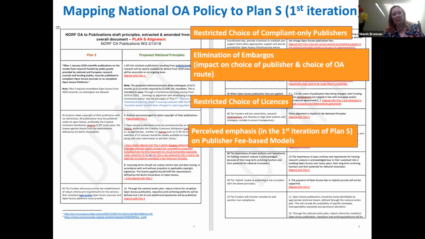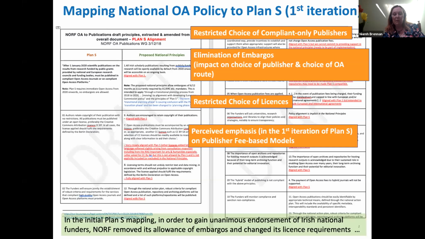So restricted choice of license, a challenge, and a perceived emphasis, I'm saying perceived emphasis, in the first iteration of Plan S, on publisher fee-based models. And remember this, there was a lot of consternation that this is tipping the balance in favor of wealthy Northern European countries who have a tradition of paying APCs, largely based on propping up their extremely profitable publishing industries, and it has nothing to do with the rest of us who have no publishing industry, use green, etc., and don't pay APCs. And I've even been noted as saying that even if we had the money to pay them, we wouldn't pay them on principle. Okay, that was the view.